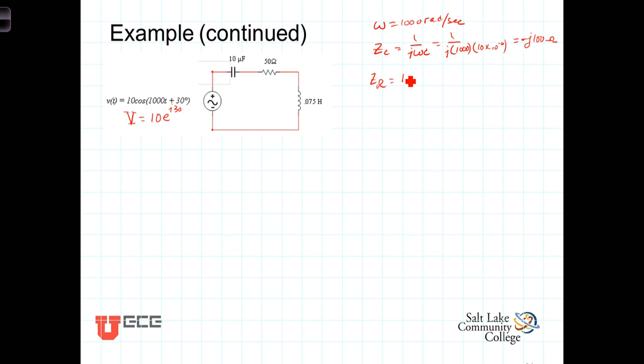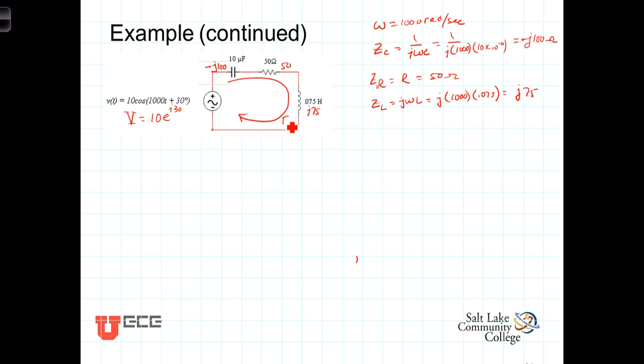Z sub R is just the value of the resistor, which is 50 ohms. And Z sub L is equal to j omega L, which is equal to j times omega, which is 1,000, times L, which is 75 millihenries. And that gives us a positive j 75 ohms. The impedance of the resistor is equal to 50 ohms, and the impedance of the capacitor is a negative j 100.